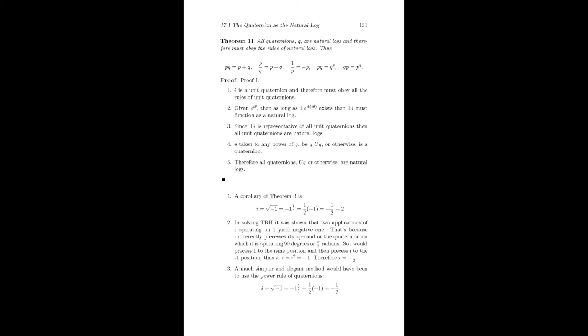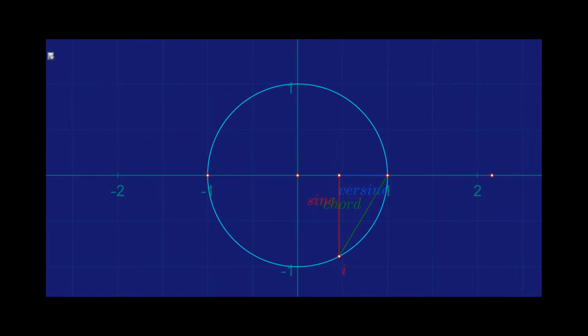In solving the Riemann hypothesis, it was shown that 2 applications of I operating on 1 yields -1. That's because I inherently precesses its operand, or the quaternion on which it is operating, 90 degrees or pi over 2 radians. So I would precess 1 to the I sign position, and then precess I to the -1 position. Thus, I times I equals I squared equals -1.